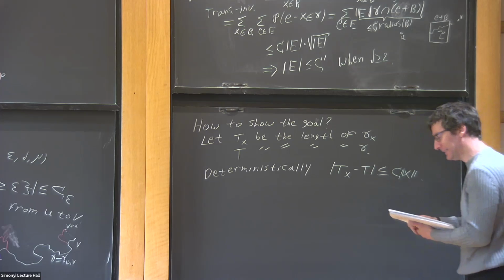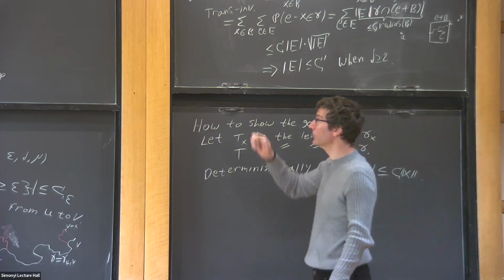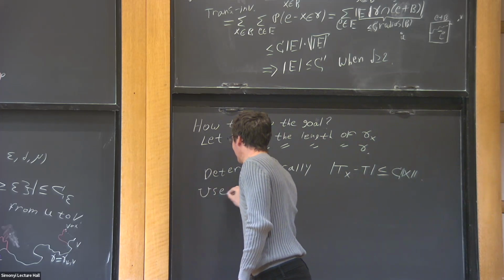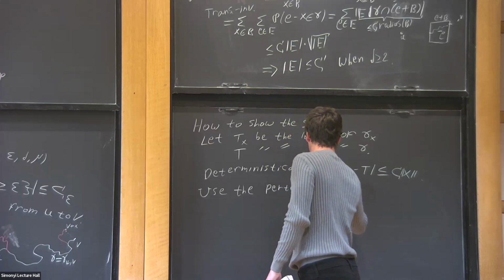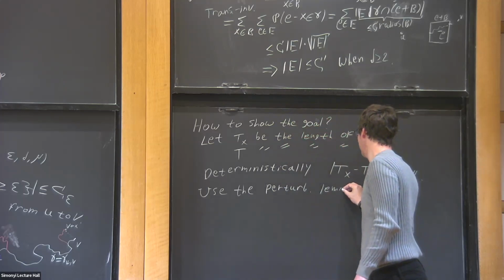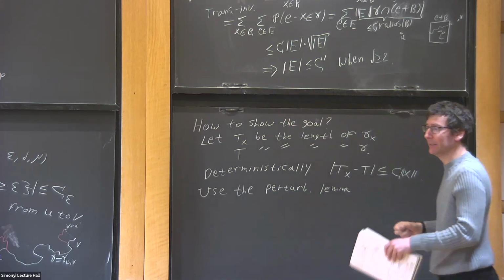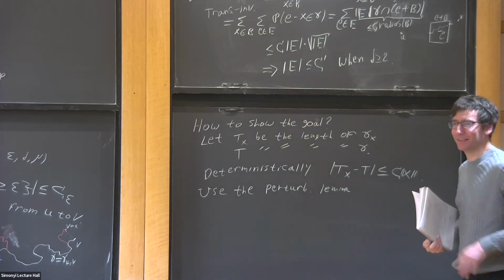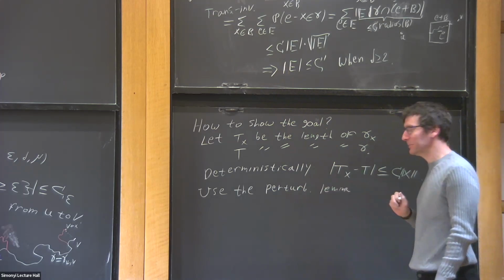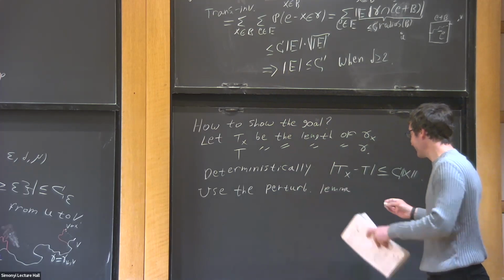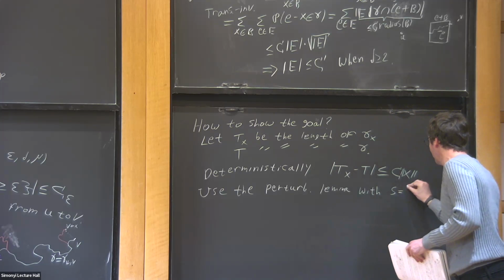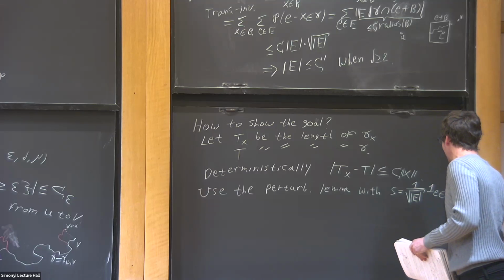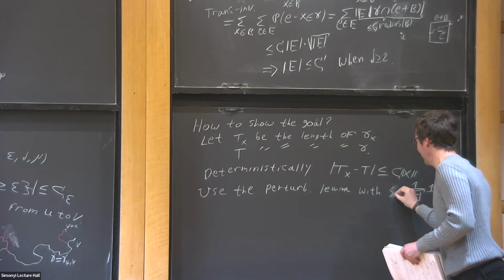So let's see that. We're going to use the perturbation lemma. By the way, in some contexts, this perturbation is called a Mermin-Wagner type argument, although I started to dislike that name. Let me not go into the context. So you call it the perturbation lemma. Use the perturbation lemma with S_e, which is 1 over the square root of |E| times the indicator that e is in E. So what am I saying here?